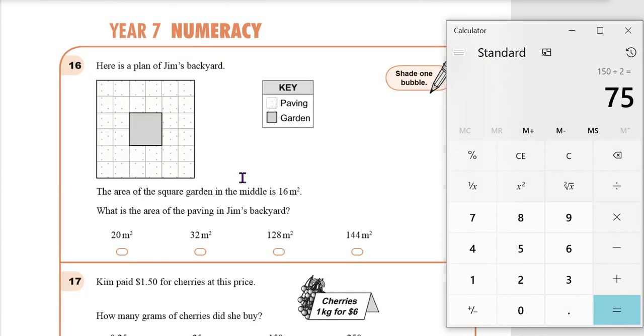This one, the calculator could come in handy. You've got 4 squares here and it adds up to 16 meters squared. So you could end up figuring out how much each square is. So 16 divided by 4 is 4. Then you could literally even count all the squares if you wanted to. So there's just a number of different ways that you could do this.